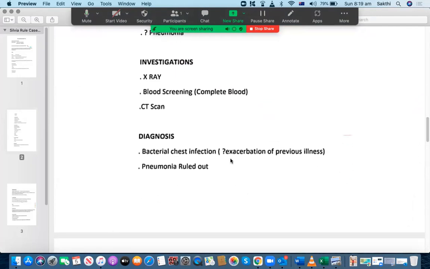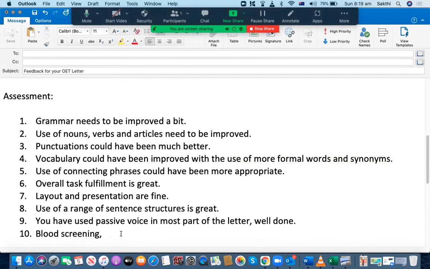Bacterial chest infection, possibly due to previous illness. You should have included this one as well, because this is due to the infection carried out by the bacteria. However, it is again a result of the previous illnesses as well, so you should have mentioned this one. I'm changing the words: influence of previous illness, the existing illness. You should have written possible influence of.